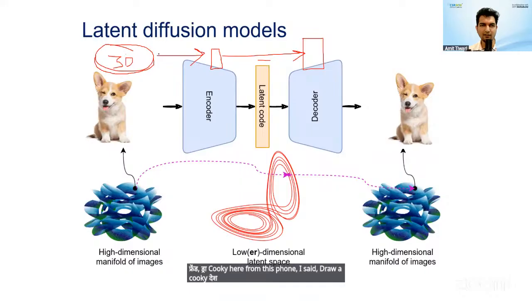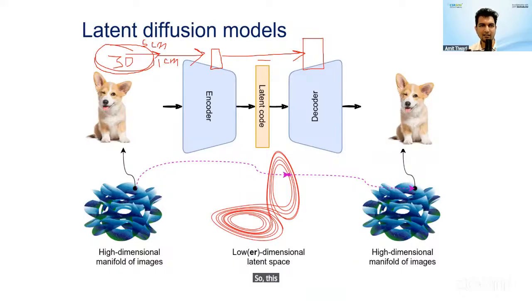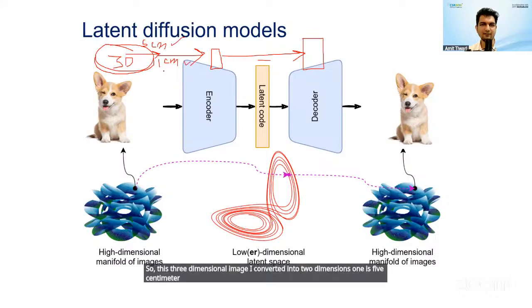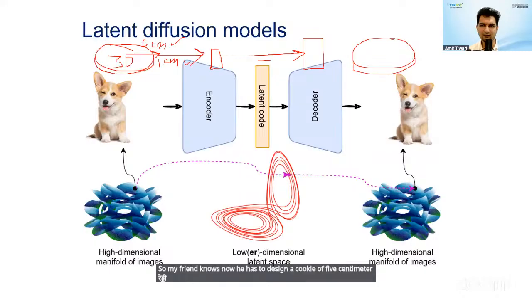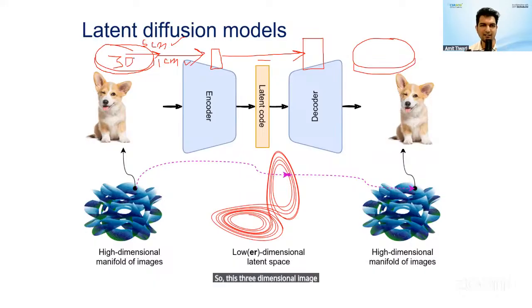The cookie should have a radius of 5 centimeter, and a height of 1 centimeter. So this 3 dimensional image I converted into 2 dimensions. One is 5 centimeter, one is 1 centimeter. So 1 dimension is the radius and 1 dimension is the height. So my friend knows he has to design a cookie of 5 centimeter radius and 1 centimeter height.